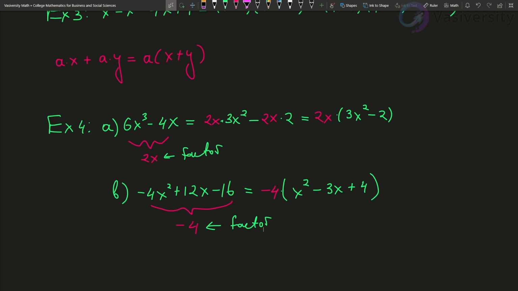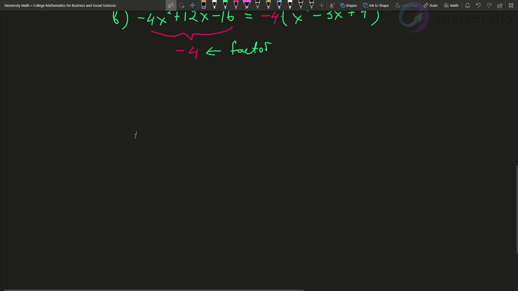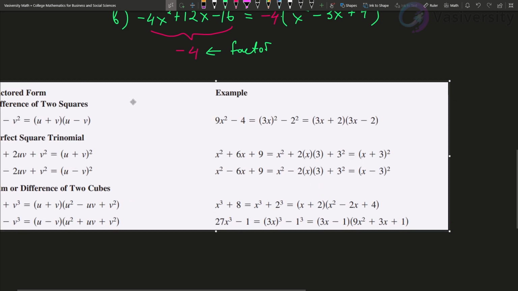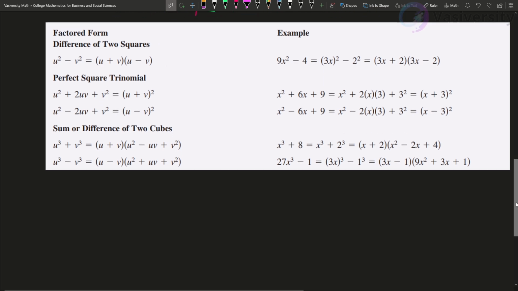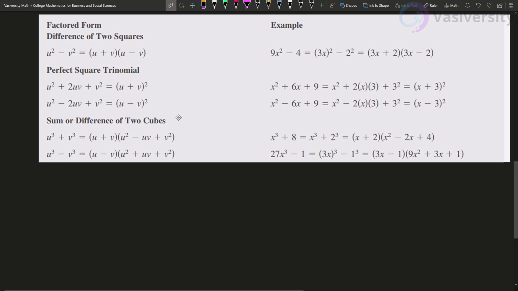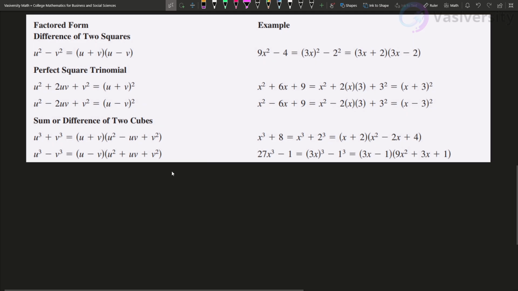Perfect. Now, let me go ahead and give you the factoring special polynomials. So if we take a look at this table right here, we have some formulas that you can memorize by heart, and they are very useful, especially for algebra. So here is the factored form, difference of two squares. When we have u squared minus v squared, we can always factor it as u plus v times u minus v. A perfect square is a trinomial. When we have u squared plus 2uv plus v squared, it is the same thing as u plus v, squared, in parentheses.